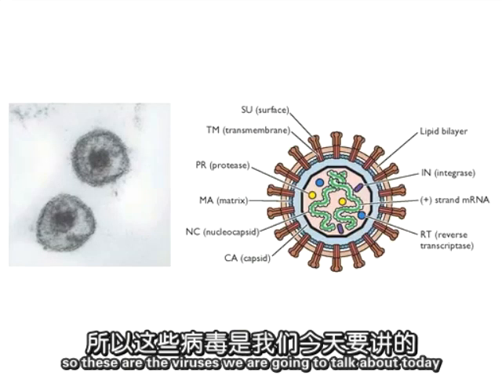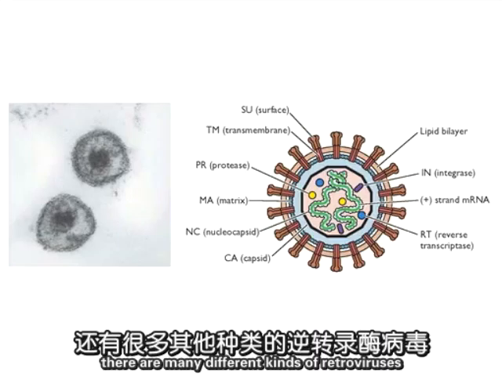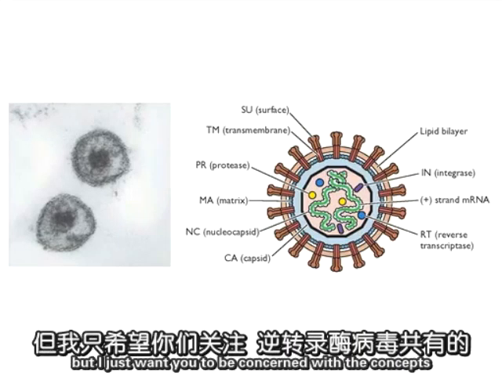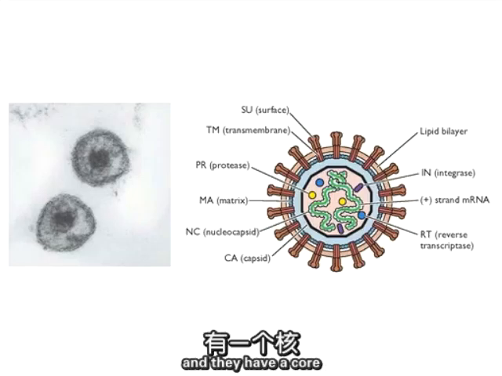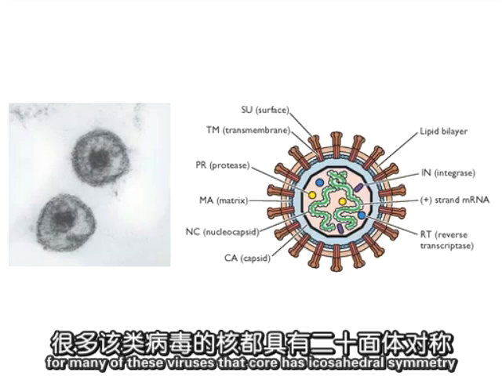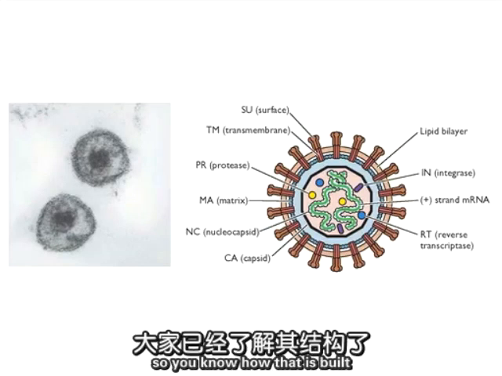So these are the viruses we're going to talk about today. There are many different kinds of retroviruses, but I just want you to be concerned with the concepts that are common to all of them. Here are the particles by electron microscopy. They are enveloped and they have a core. You can see a dark core here. For many of these viruses, that core has icosahedral symmetry. So you know how that's built.